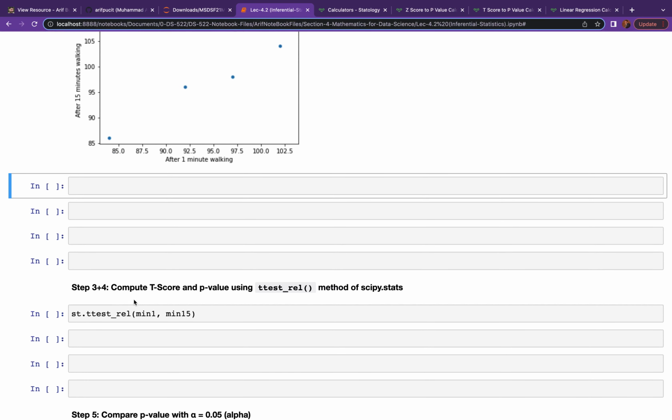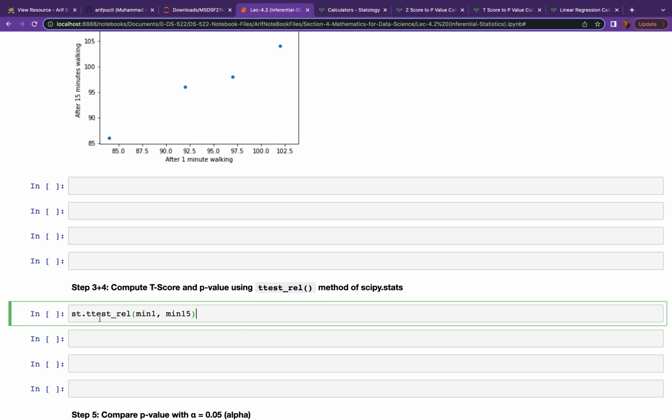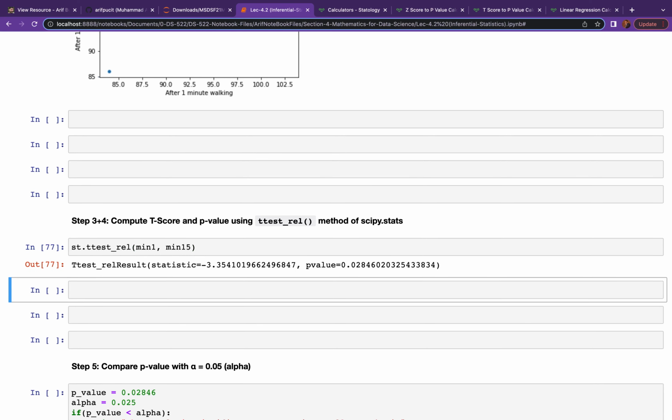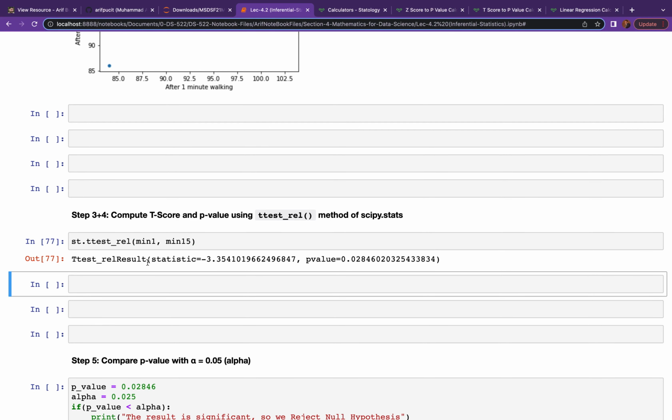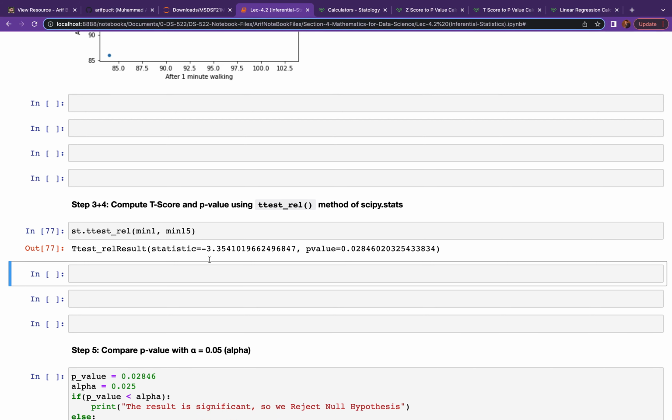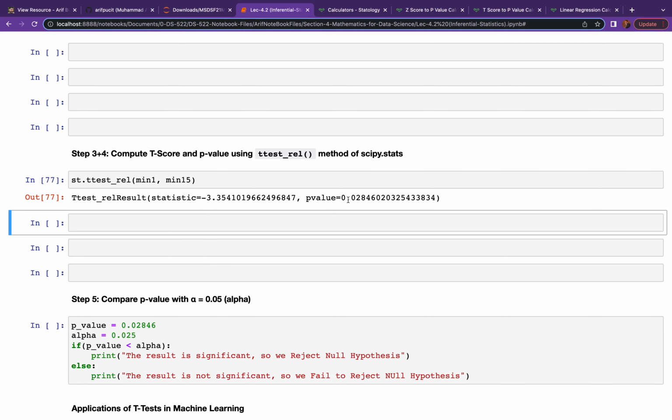Next, we need to compute the t-score and the p-value. Let me use the ttest_rel method for this purpose. So these are the test statistics that this method has returned. Do go through the help page of this method; it is in the stats module of the SciPy library. So this is the p-value. We have got the t-score as well as the p-value in one go, so we don't have to go to the online calculator this time.